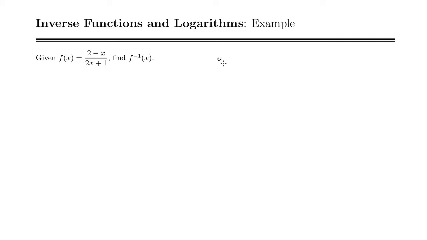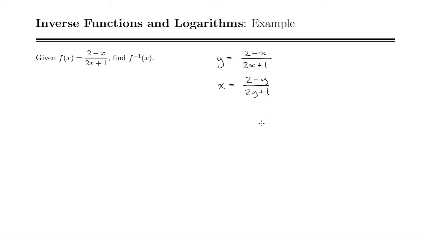To find an inverse function, we take the function that we have and flip the x and the y, because inverse functions reverse the input and the output from the original function. So if we reverse the input and the output, x equals (2 minus y) over (2y plus 1), this essentially is the inverse function.